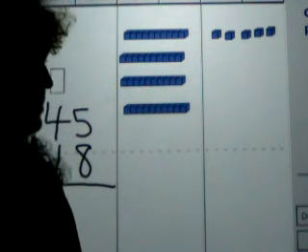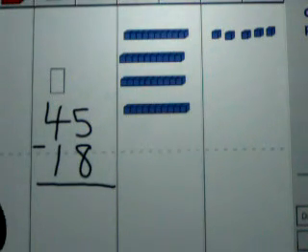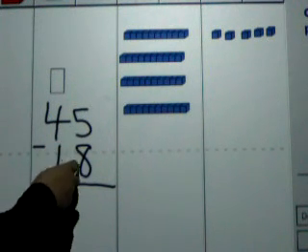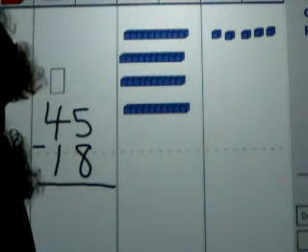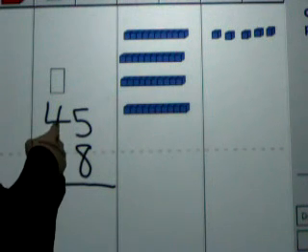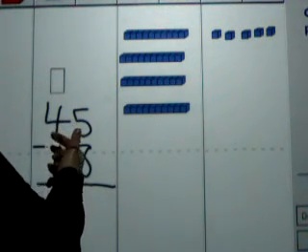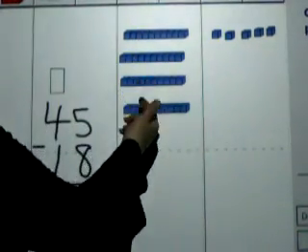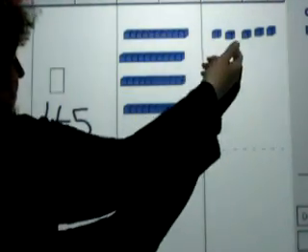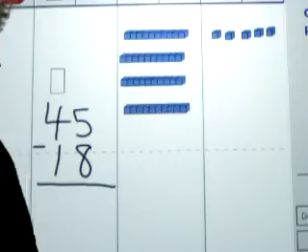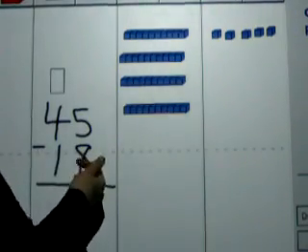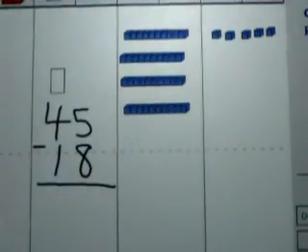Model subtraction using regrouping with base 10 blocks. And the question I'm going to work out using this method is 45 minus 18. So what I'm going to ask the children to do is get them to model 45 using the base 10 blocks. So they would know that 45 would mean that they would have 4 rods and they would have 5 units. I'm going to ask them to take away 18 from what they already have there.